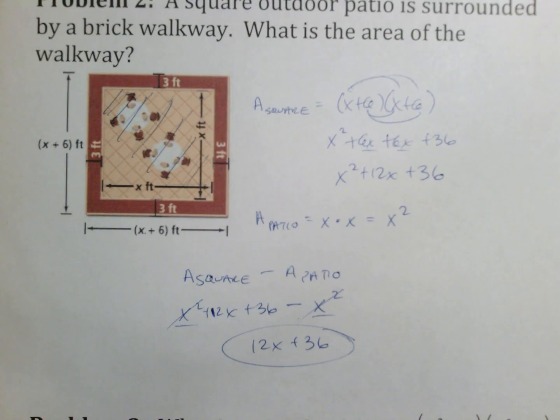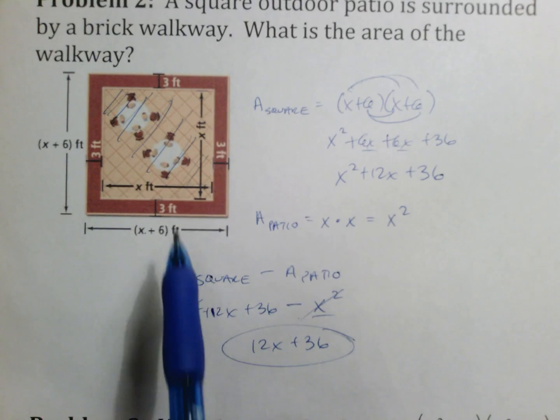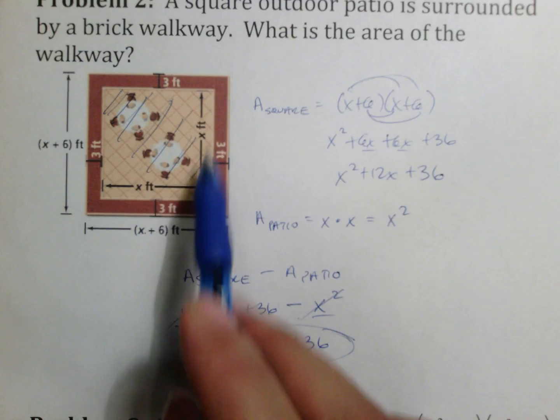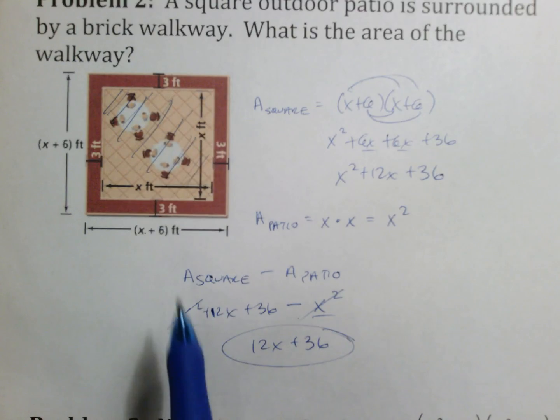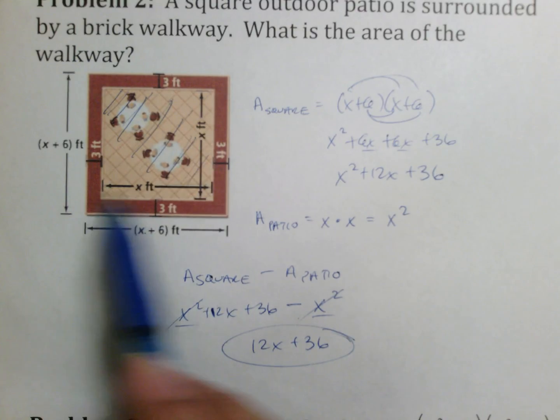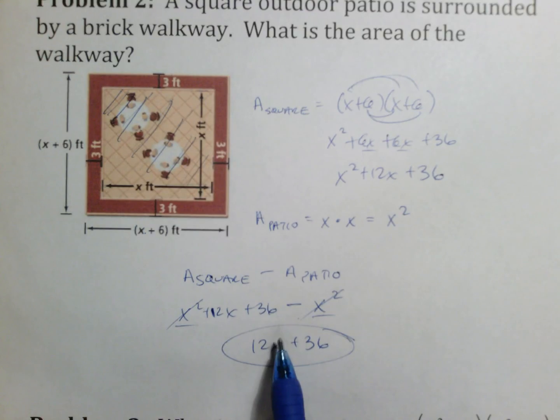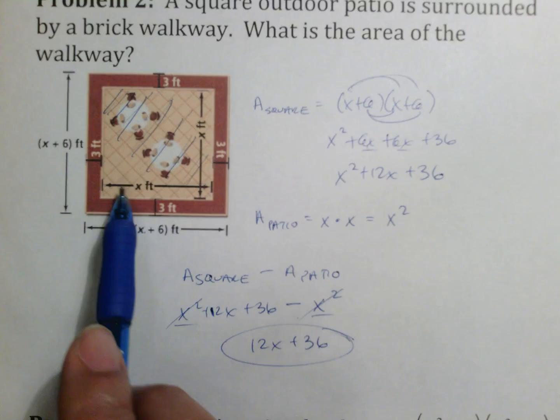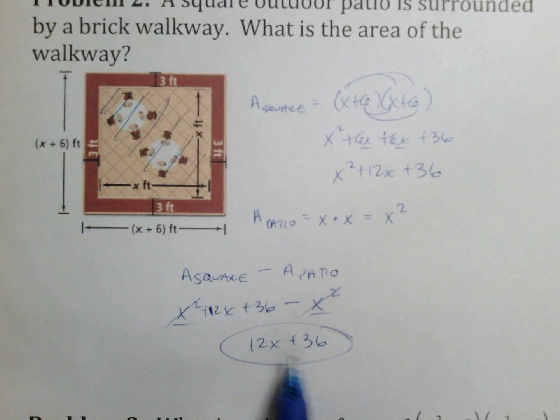Now again, that is an algebraic expression there because we don't know how long this patio is or what the dimensions of the patio are, and if we did find out the dimensions of the patio, then we could plug that in to find the area of the walkway. So for example, if we knew this was 10 feet by 10 feet, then we could put a 10 in there. That would be 120 plus 36. That would tell us the area of the walkway, and so on.